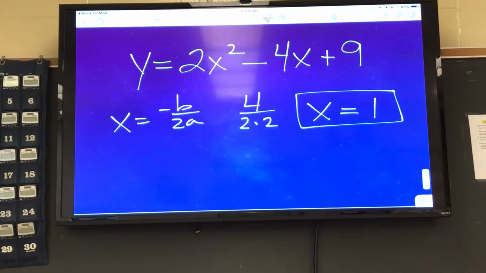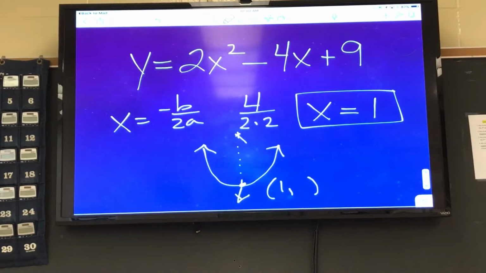The next thing I want to talk to you about is, how do I find the vertex? We've got the line of symmetry. Do you remember that the vertex, if I have a parabola like this, the line of symmetry goes right through the middle of the vertex. And so we know the vertex in this one is going to be 1, something. The only question is, what is that something? How would you find the y? Pause this for a minute and just talk to your partners about how you would figure out what the y value is.